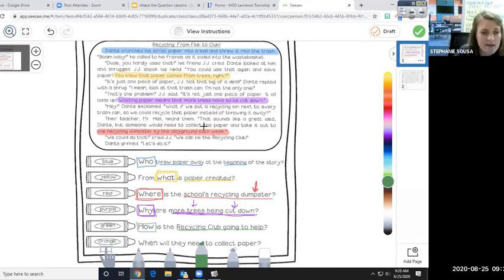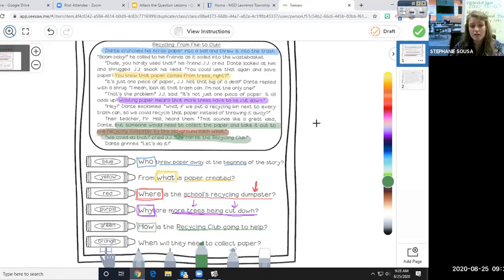We can do that. So I have a long piece of evidence here. Someone would need to collect the paper, and look, I've got a double highlight. Sometimes that happens. And take it out to the recycling dumpster each week. And then JJ said we could do that. We could be the recycling club.